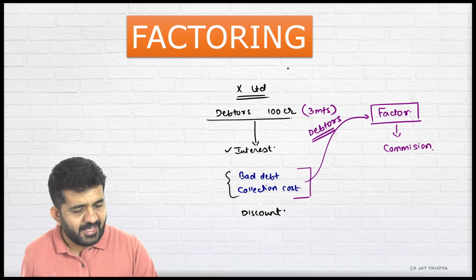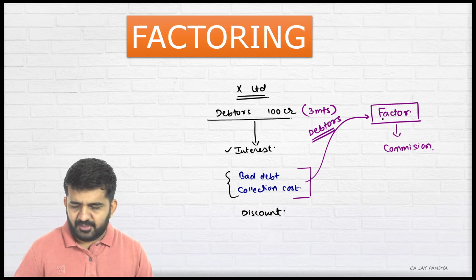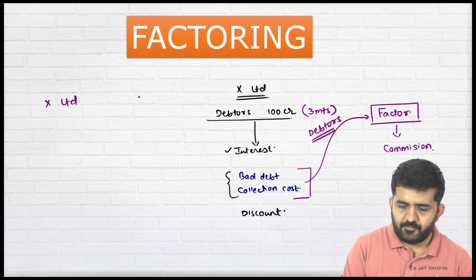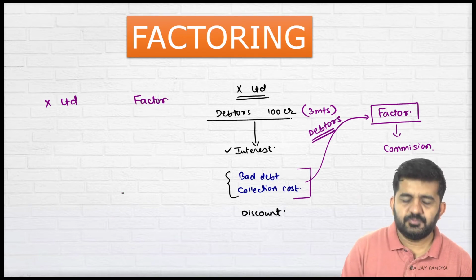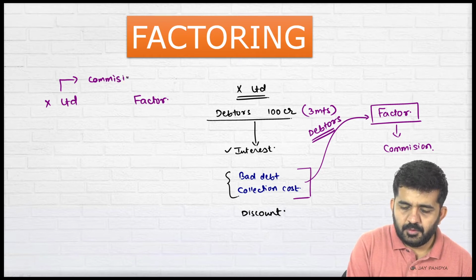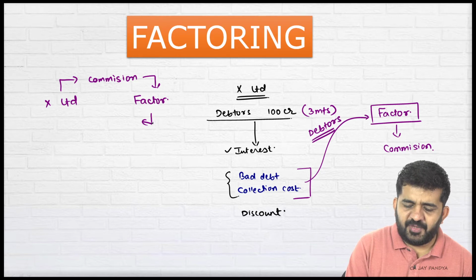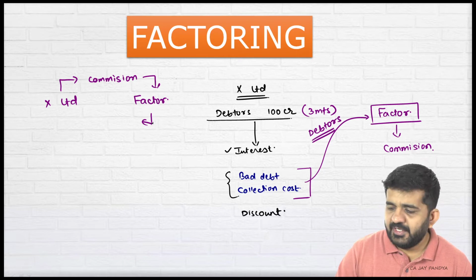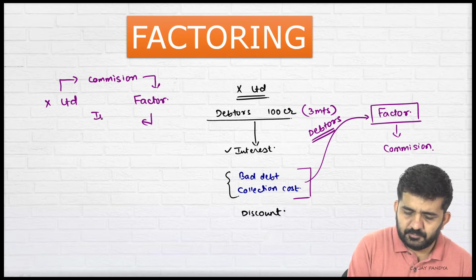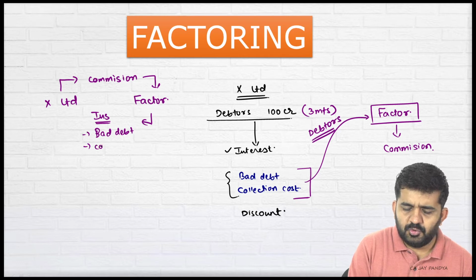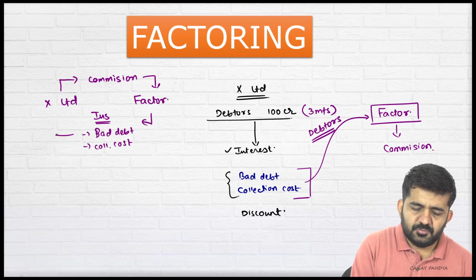Try to understand. X Limited versus factor. Let me write it down. X Limited, factor. X Limited will give commission to the factor and the factor will insure the financial and non-financial risk of debtors. That is, it will insure bad debt, also collection cost.